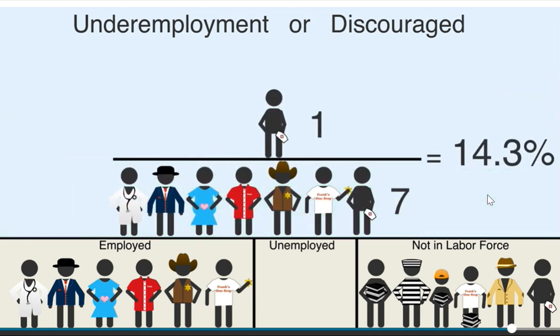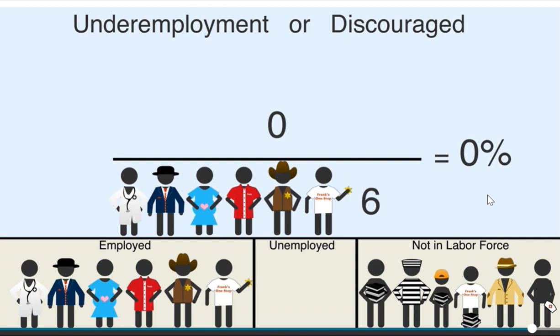In fact, if Charlie is removed from the labor force, Treeville's unemployment rate would fall to 0% because everybody would either be employed or not in the labor force. 0 divided by 6 is 0.